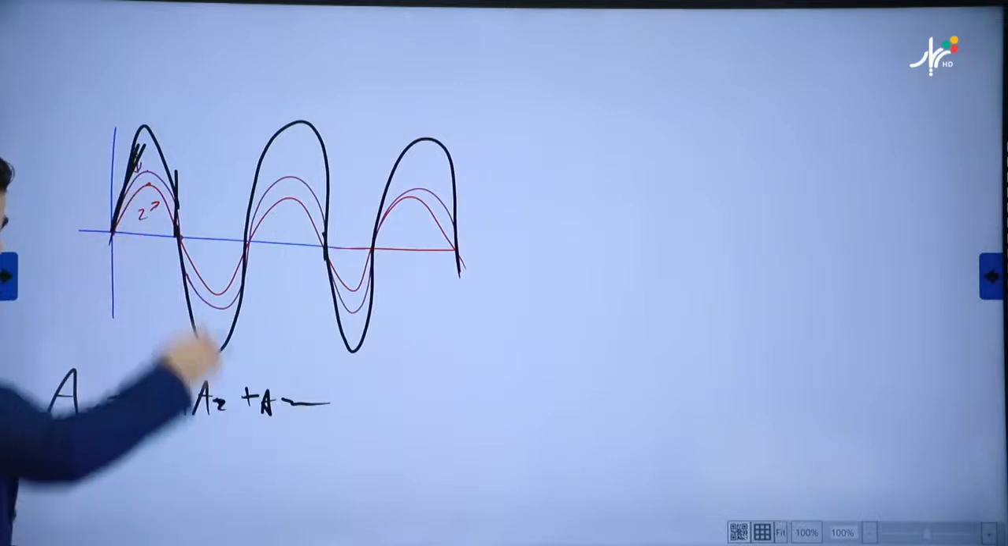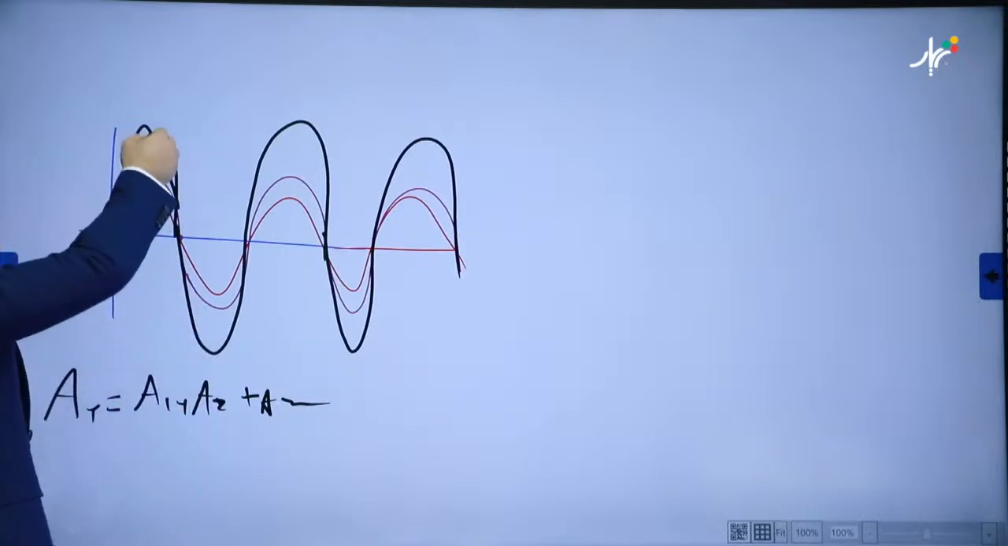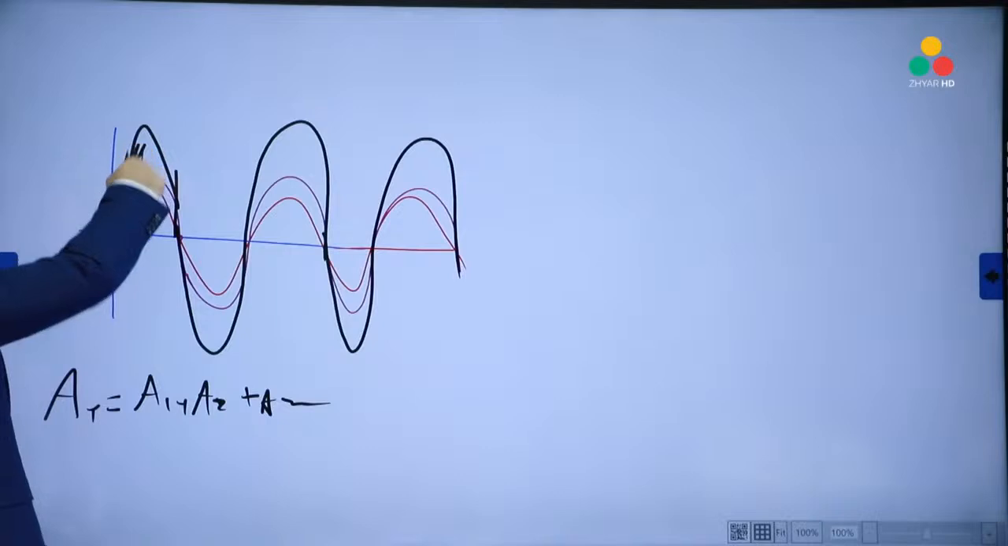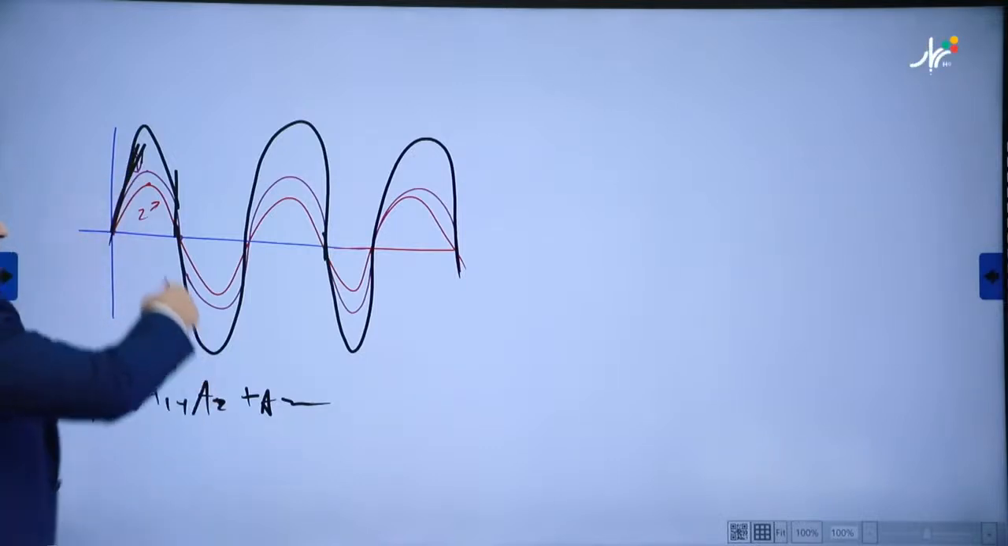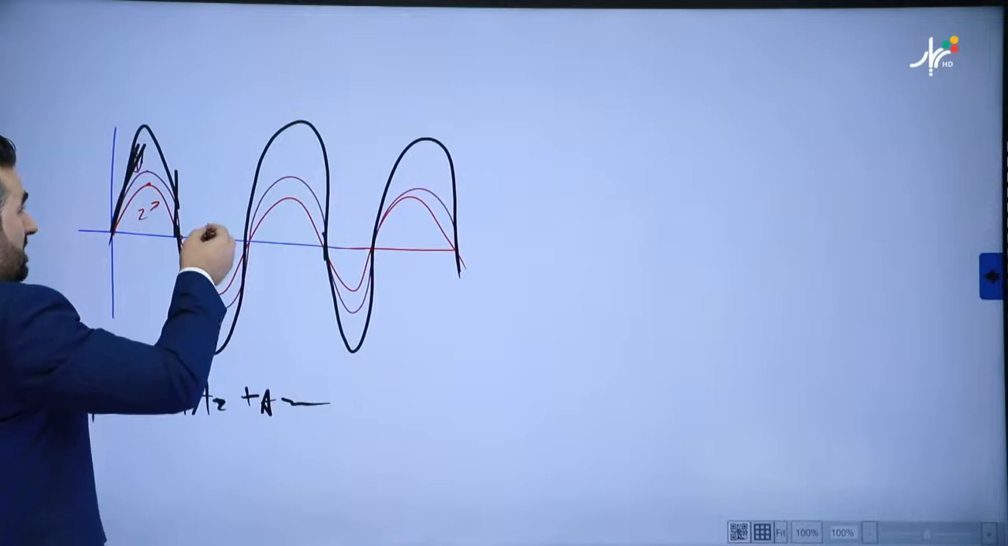So what happens here is their amplitude will add up or increase. You can see that this amplitude is the sum of these two, and it is bigger than each one of the individual amplitudes here. In terms of the frequency and wavelength, of course, it doesn't change.